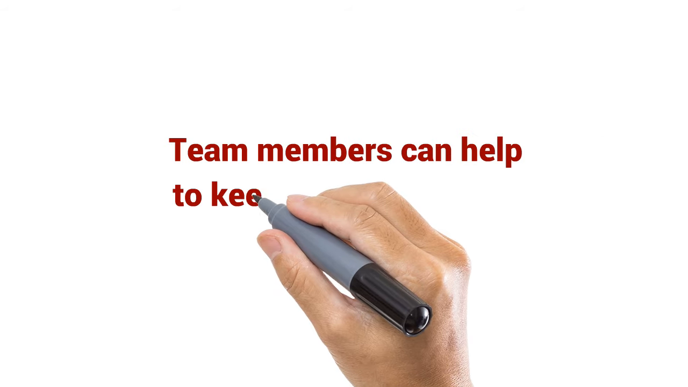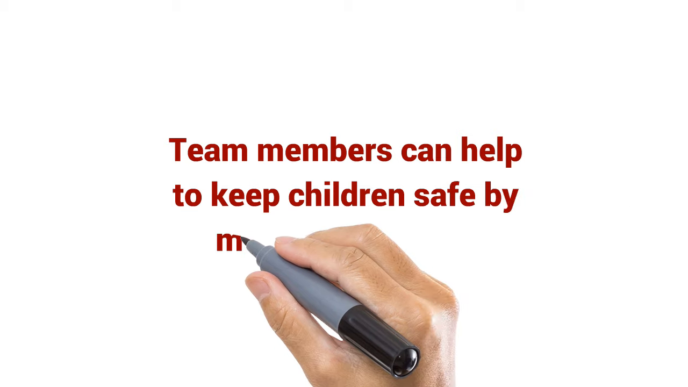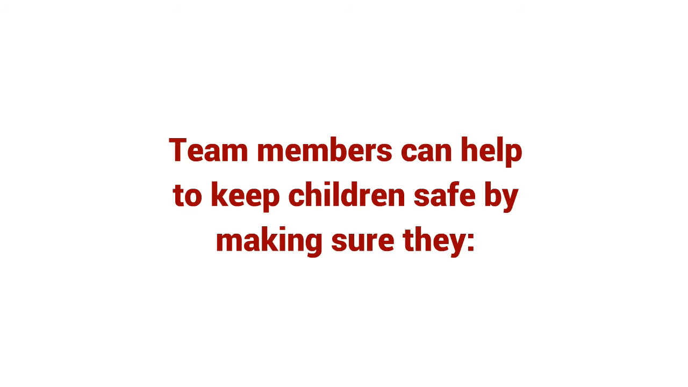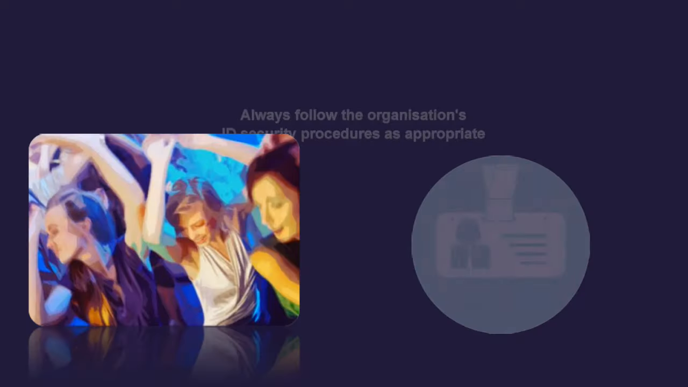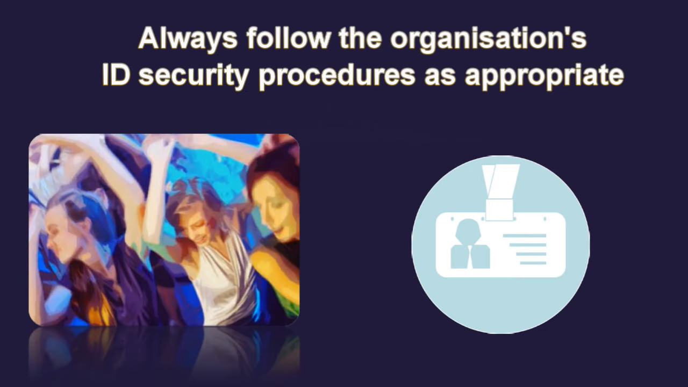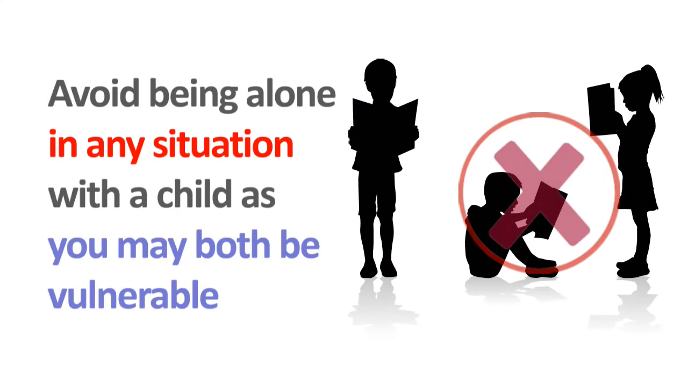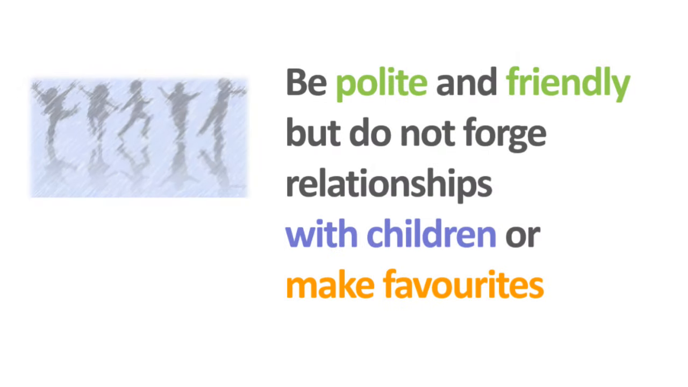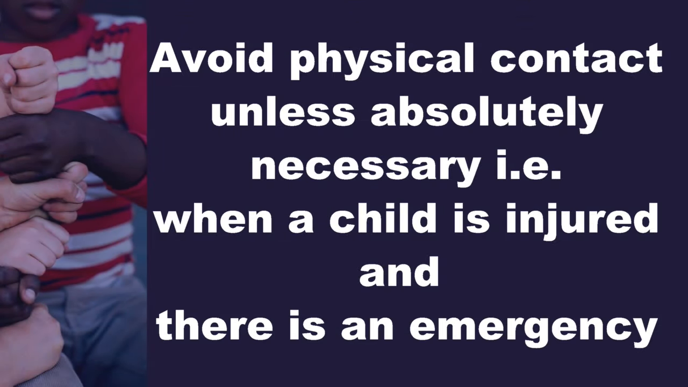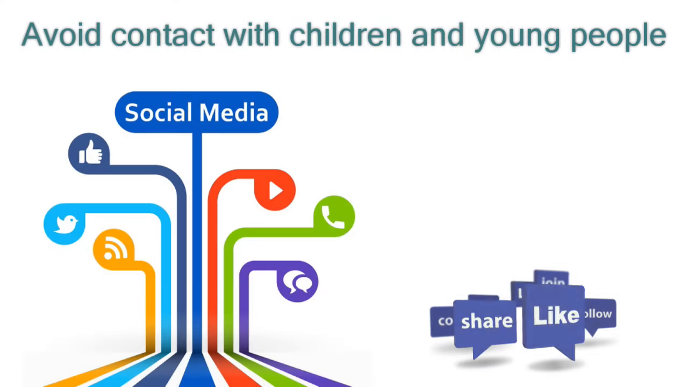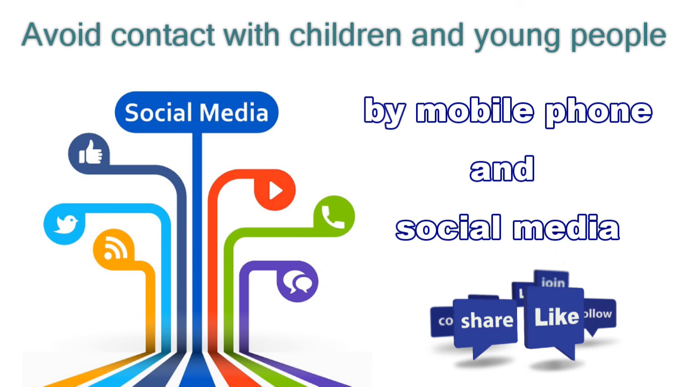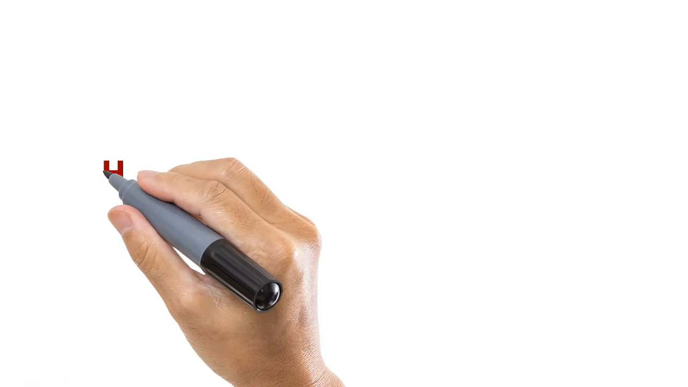Team members can help to keep children safe by making sure they always follow our organisation's ID security procedures as appropriate. Avoid being alone in any situation with a child, as you may both be vulnerable. Be polite and friendly, but do not forge relationships with children or make favourites. Avoid physical contact unless absolutely necessary, for instance when a child is injured and there is an emergency. Avoid contact with children and young people by mobile phone and social media.